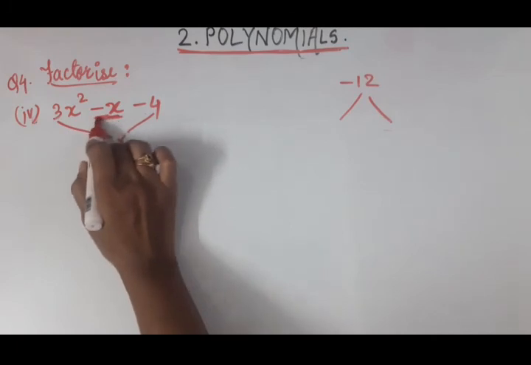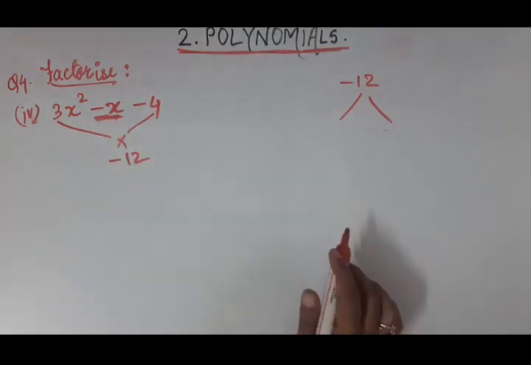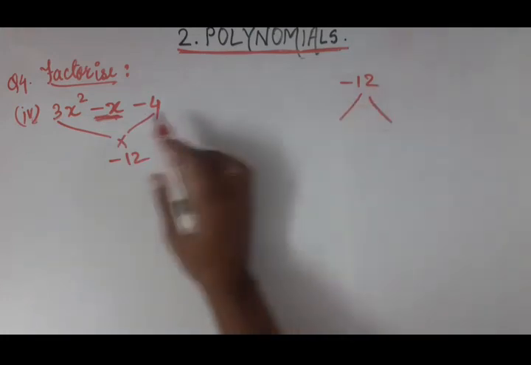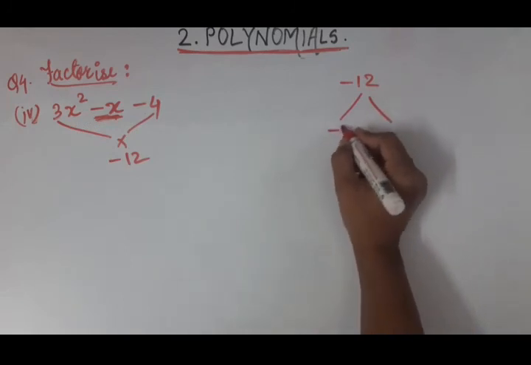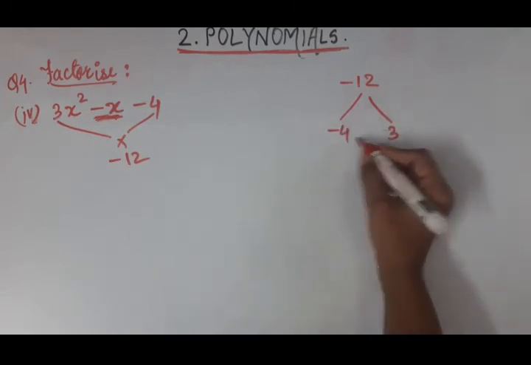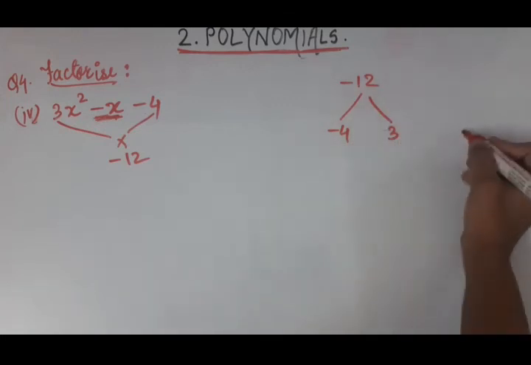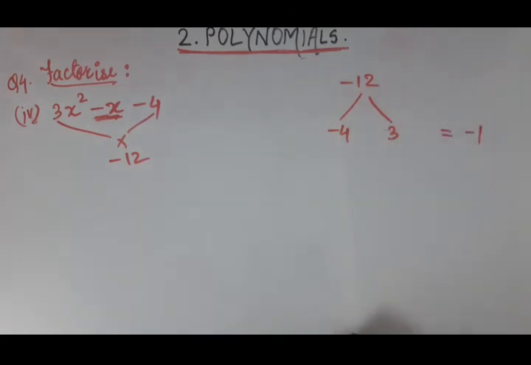Now I want factors of minus 12 whose product is minus 12 and sum is minus 1. Here minus x means, what is the coefficient of minus x there? Minus 1. So it will be minus 4 and plus 3. Minus 4 into plus 3 I'll get minus 12. And minus 4 plus 3 I'll get minus 1. Right? So these are our two factors.